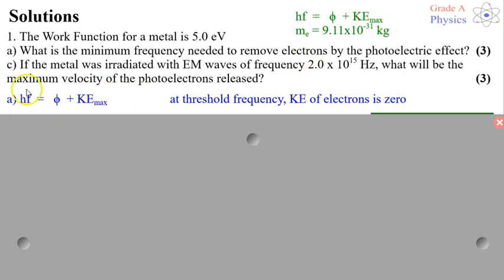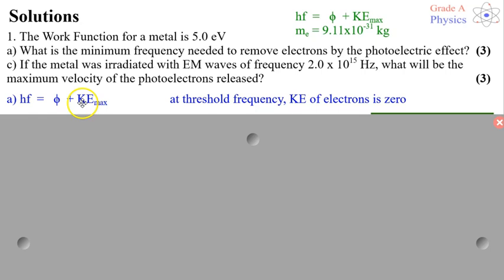So we've got, as we saw last lesson, the energy of the photon is equal to the work function plus the max KE. That max is really important. But we define threshold frequency as the minimum frequency needed to just release electrons from the surface of the metal with 0 KE. That's really important. There is no excess energy.